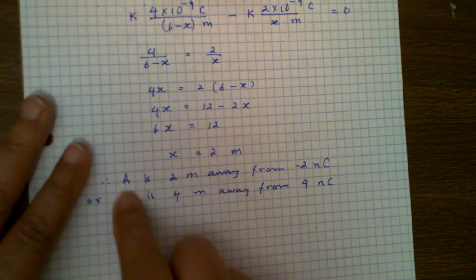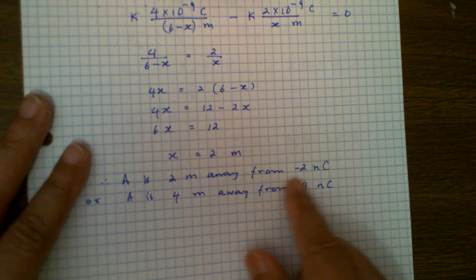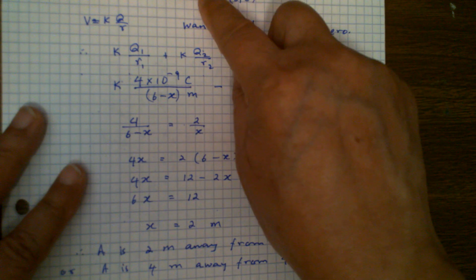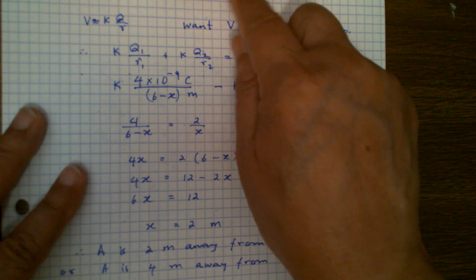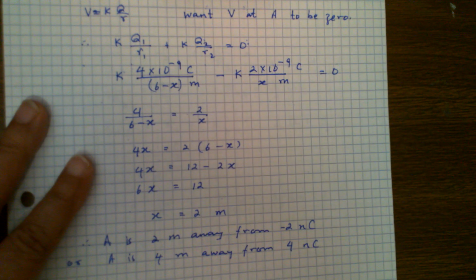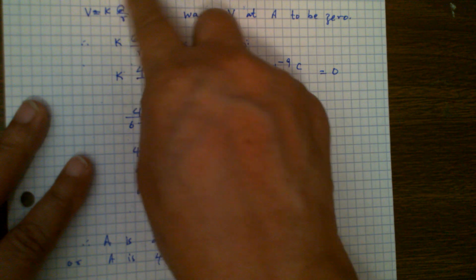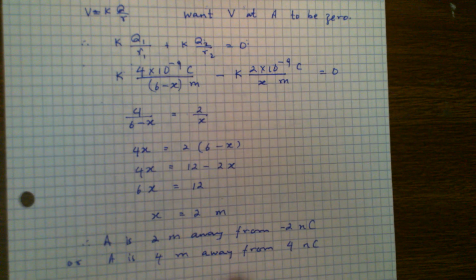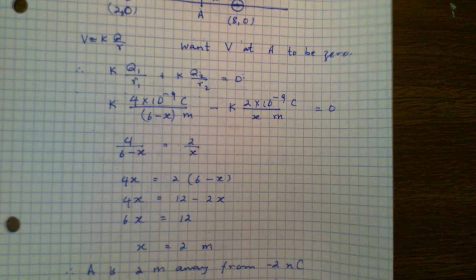And then A is 2 meters away from the negative 2 nanocoulombs. So this point A is 2 meters away. All right? Or it will be 4 meters away from the positive charge. And that's the answer you look for.